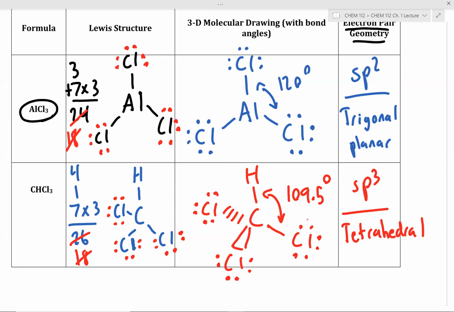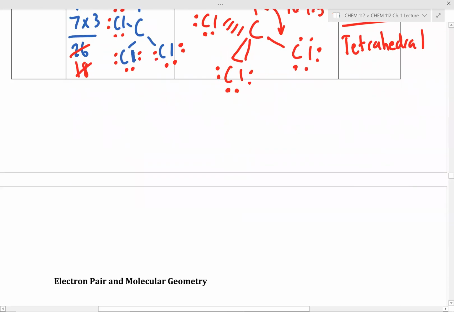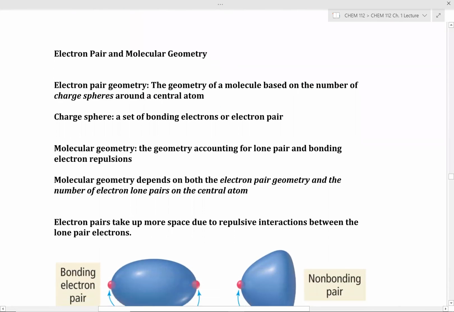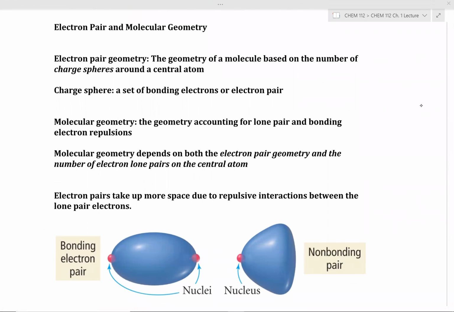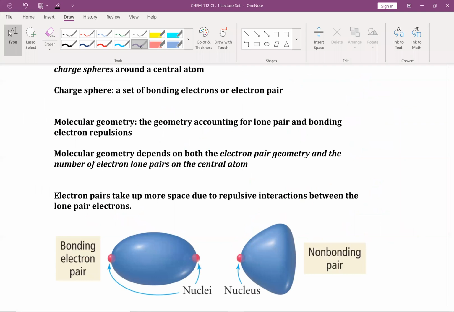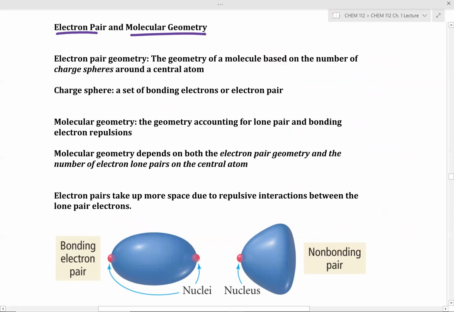Okay. So what we're now going to talk about is how the lone pairs affect our overall molecular geometry. For now, we've been talking about electron pair geometry, which is a rough estimate of molecular shape. We're now going to go into a bit more of a finer detail and talk about distortions in bond angles. So let's talk a little bit about lone pairs, as they're critical to understanding the difference between electron pair and molecular geometry. Electron pair geometry is just based on charged spheres. We don't care whether or not the charged sphere is a bond or lone pair.